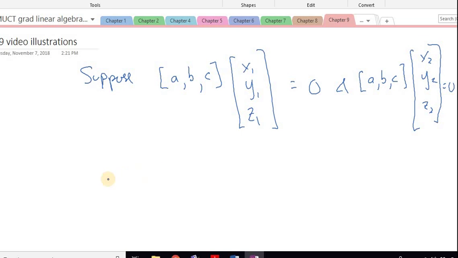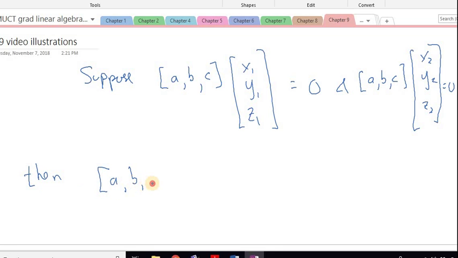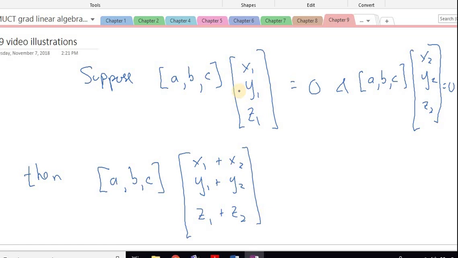All right. Then we have (a, b, c) times this vector here, (x1 + x2, y1 + y2, z1 + z2). So if I add these two vectors, (x1, y1, z1) plus (x2, y2, z2), I get this vector here. And you just simply rearrange that. That's going to be a times (x1 + x2) plus b times (y1 + y2) plus c times (z1 + z2).